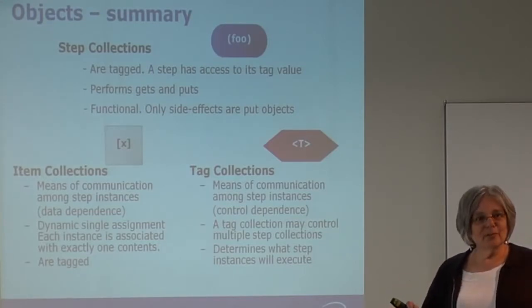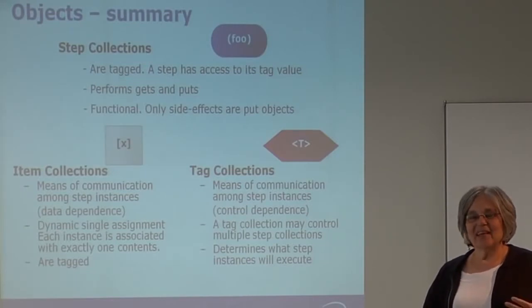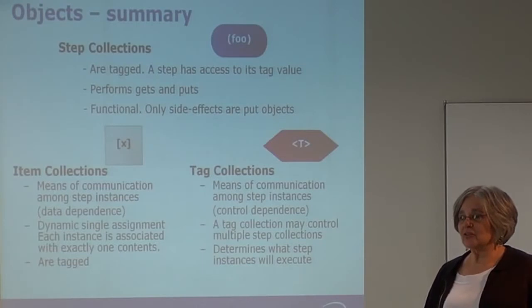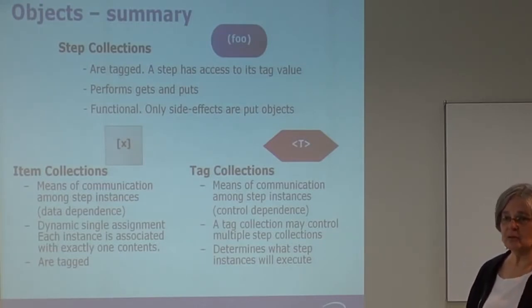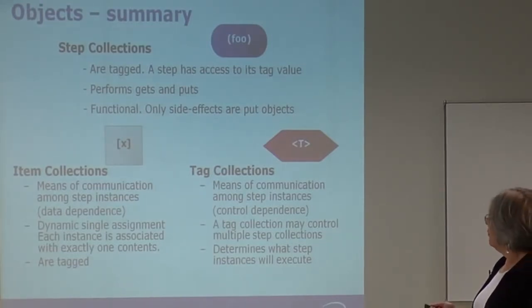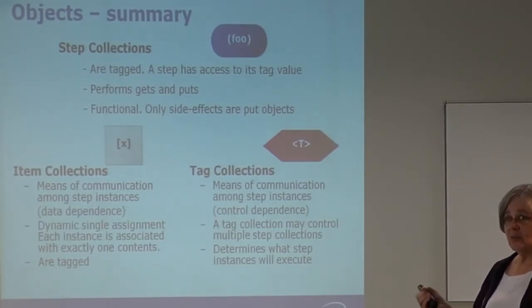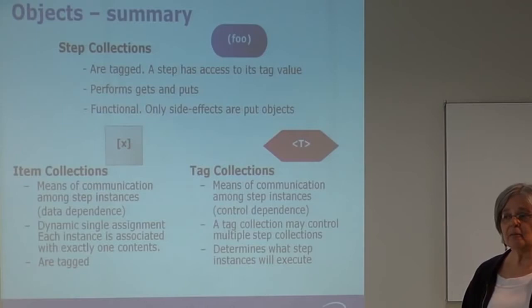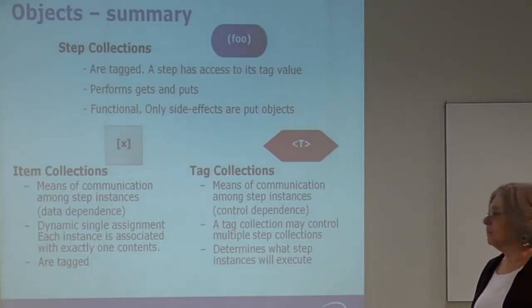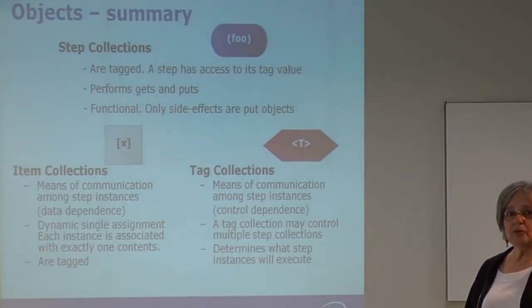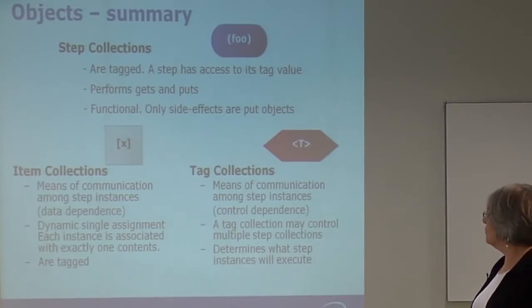Right now, this is a verbal contract, and we're hoping to get more checking in there. But at this point, it's just, this is how you should write the code. It's that the steps are functional, and that the data is single assignment that gives us this determinism. So the items are the means of communication between the producer and consumer relationships.